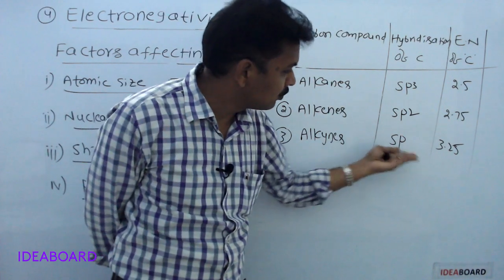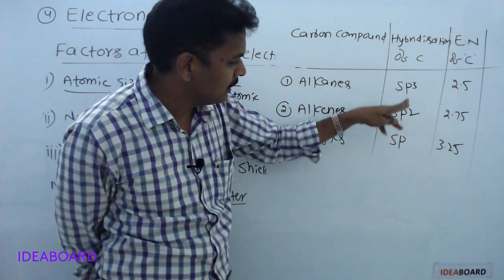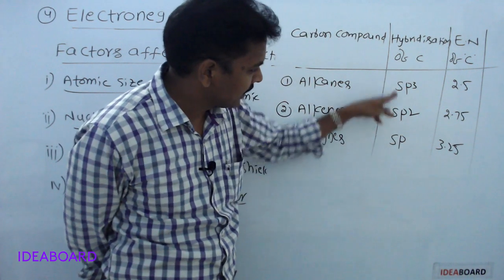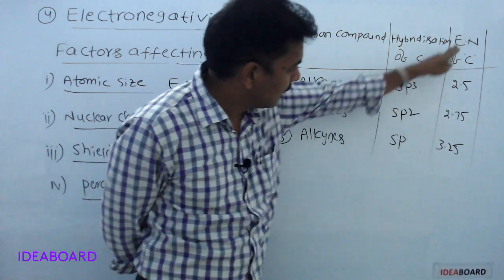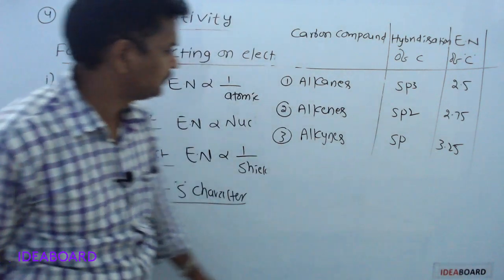But here s character is more. So it increases: 25, 33.3, 50. As s character increases, electronegativity of carbon also increases.